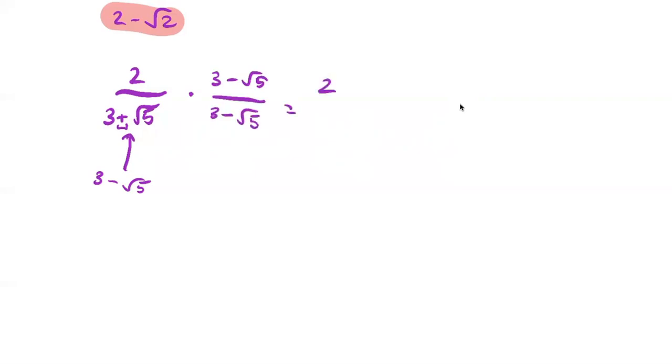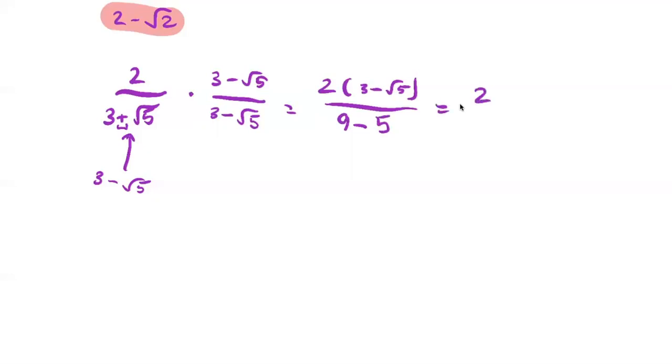So 2 times 3 minus root 5 over, remember, a squared minus b squared. So a squared, that's 3 squared. 3 squared is 9 minus root 5 squared. Root 5 squared is root 5 times root 5, which is root 25, which is equal to 5. Oops, sorry, let me rewrite that. 9 minus 5. Sorry about that, I can't write a good 5. Okay, so then we have here.